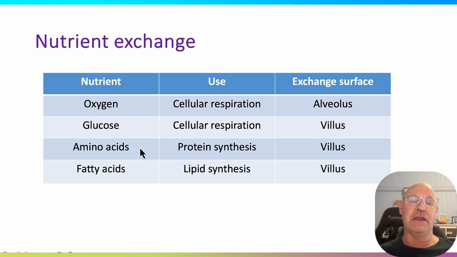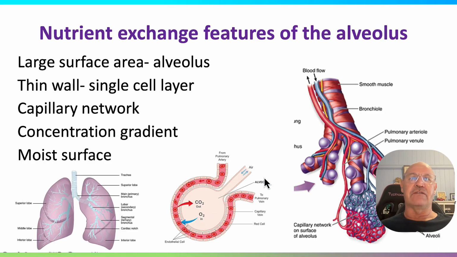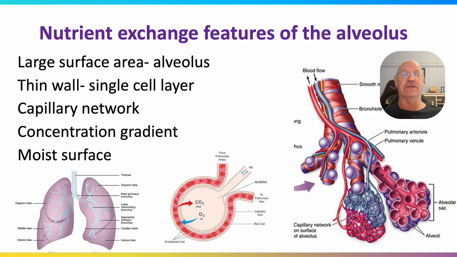Now, we also need amino acids and fatty acids for the synthesis of macromolecules in the body. The exchange surface for them is in the small intestine, at the villus. So let's firstly look at the alveolus. It's really good doing both of these together because the nutrient exchange surfaces in both the alveolus and the villus have the same characteristics.